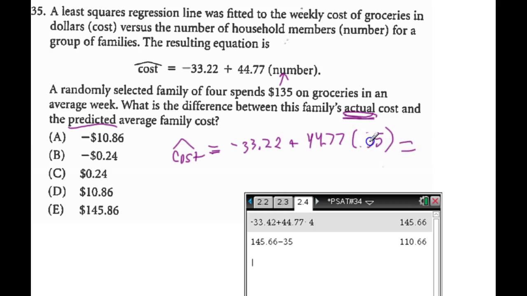By the way, I should probably read this carefully. The number of family members is what goes in that box. So I think there were 4 in this particular family. So if you put 4 in there and type that into your calculator, you'll make the prediction of $145. Now this family only spent $135, so if you subtract those, let's see, I didn't type that in right.